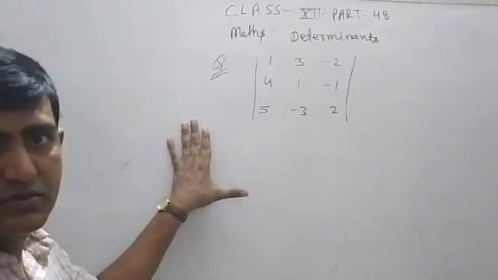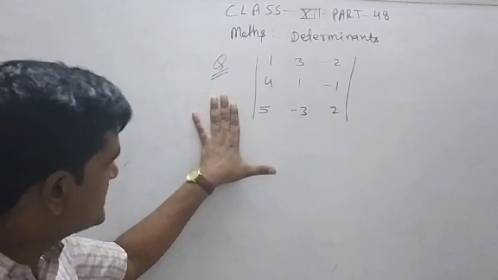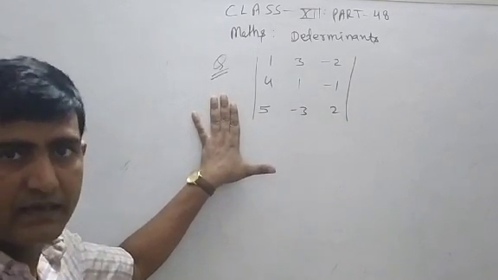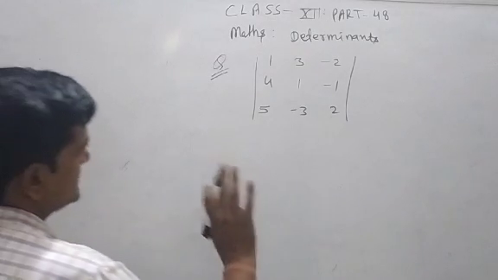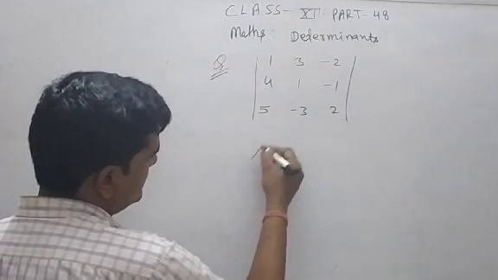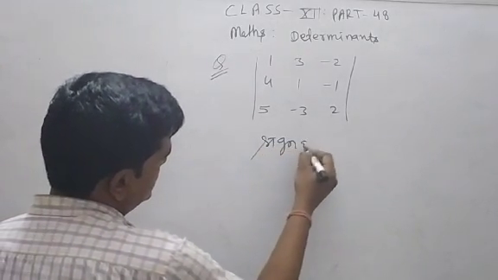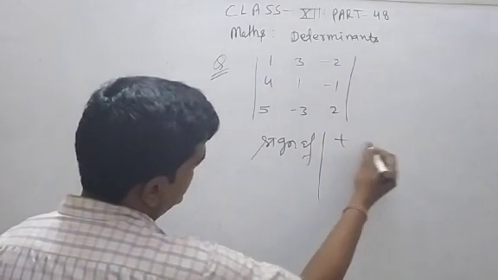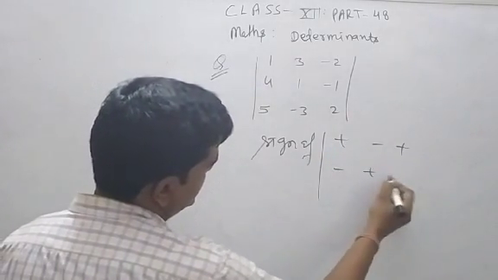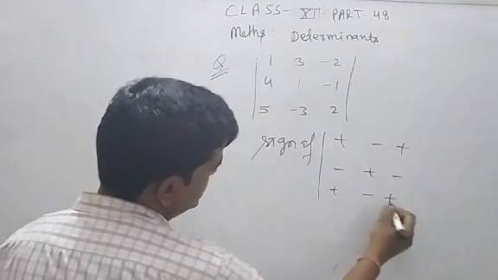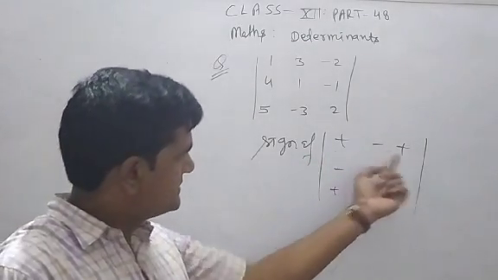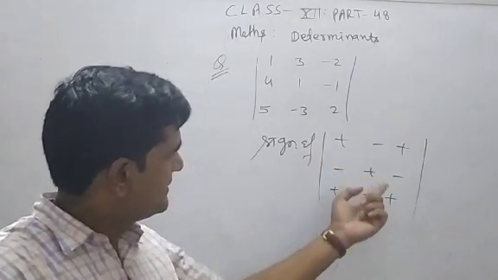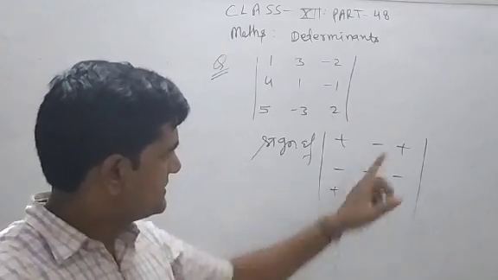Now you have to see this question. This is the first question. We have to expand the determinant. Then first of all, the sign. Sign means the signs of this one: plus minus plus, minus plus minus, plus minus plus, like this. Here plus minus plus, and here minus plus minus, plus minus plus.